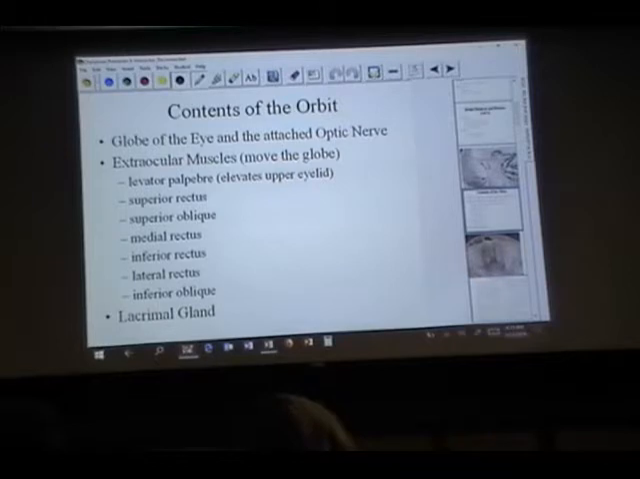Also in there is the lacrimal gland, which is in the upper lateral corner of the orbit, and that is the gland that produces the tears. Okay? And its ducts basically just open right over the surface of the cornea, which we'll talk about in just a second, which is part of the outer coat of the eye.